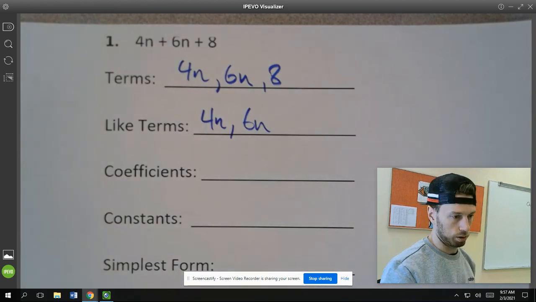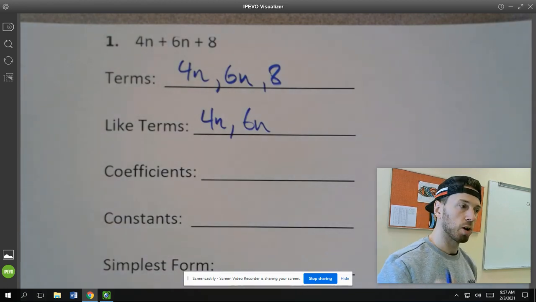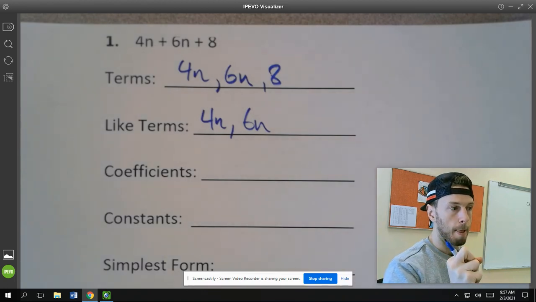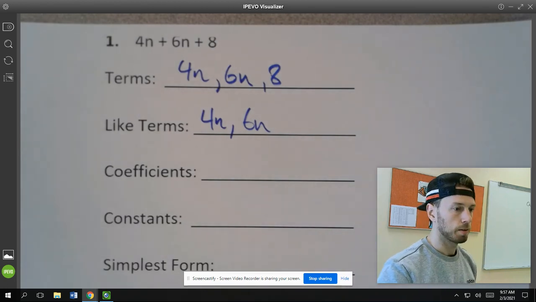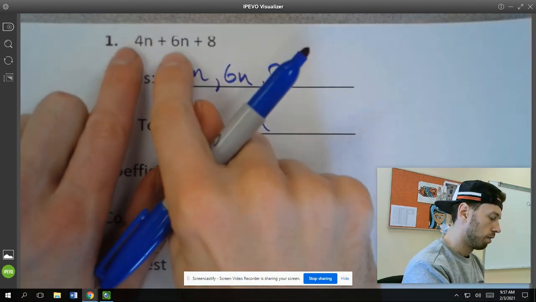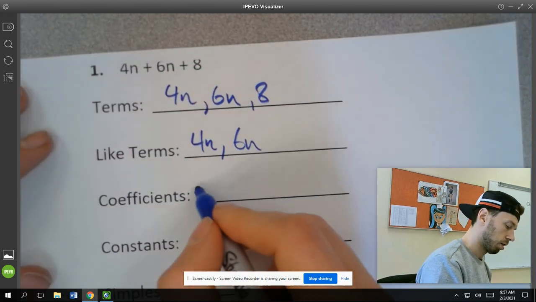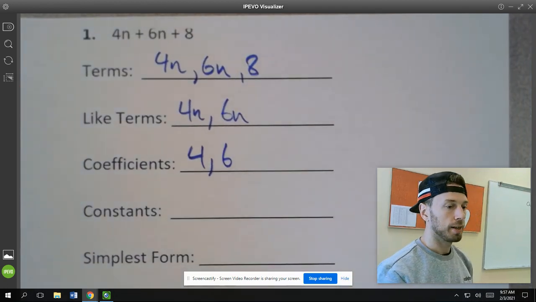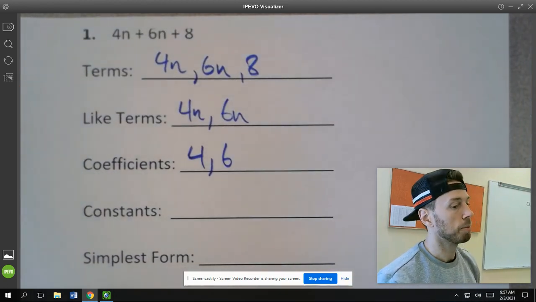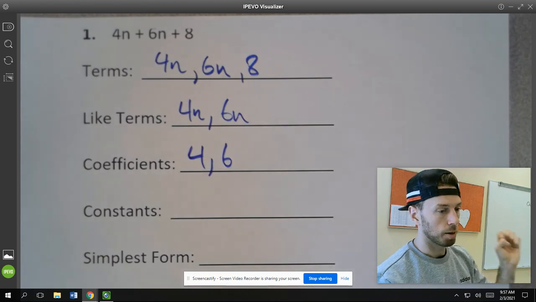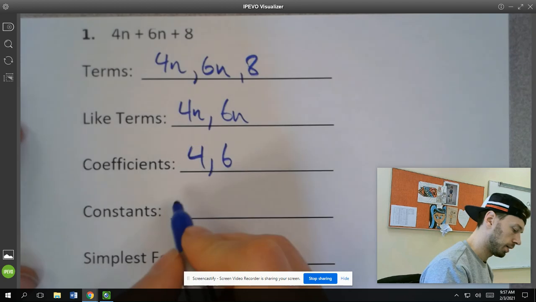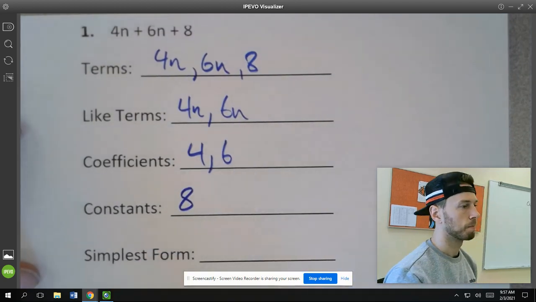Are there any coefficients? And this problem, remember, a coefficient is that number directly in front of a letter that's being multiplied by it. Are there any coefficients? Yes, there are 2 coefficients. 4 and 6 are both coefficients in this problem. Are there any constants in this problem? Remember, a constant is a number that's just by itself, no variable. And yes, there is 1 constant in this problem, that is 8.